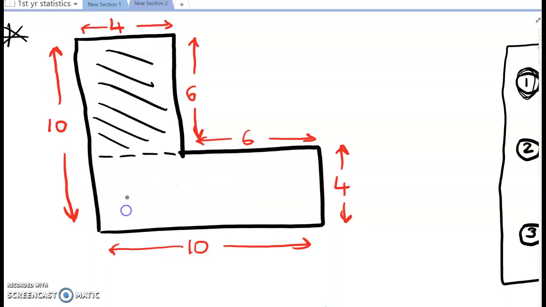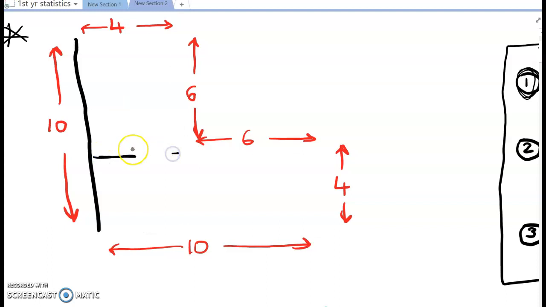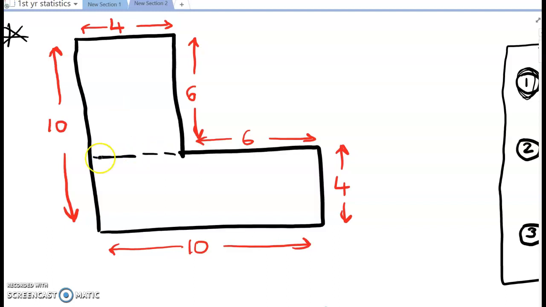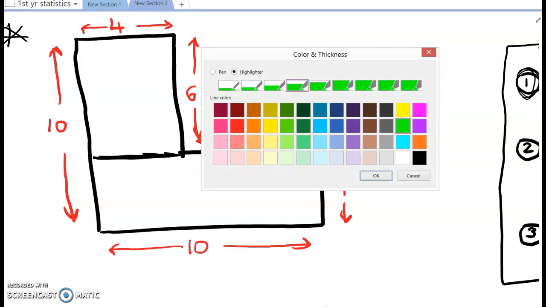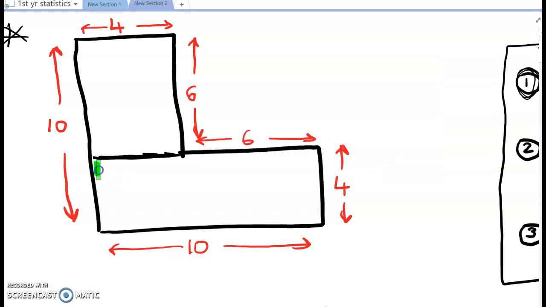So we'll draw our little line along here, but I would always use highlighters. So here is my first rectangle down here. I'm going to highlight that in a particular color. I'm going to highlight it in green. It's easier to see then, and it's easier to do the question.